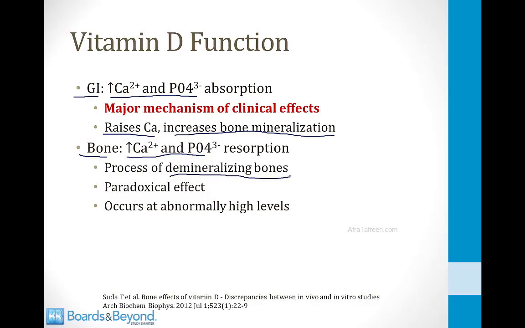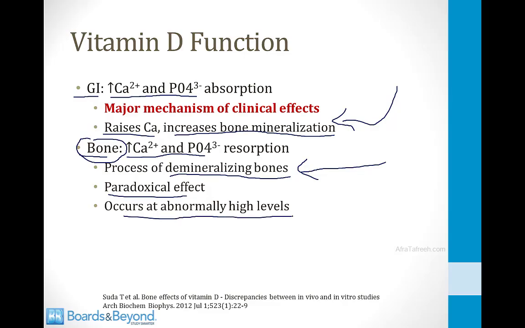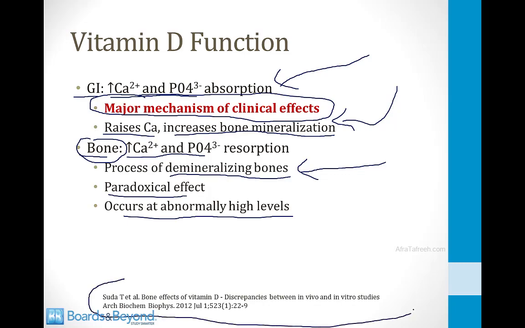to demineralization. And this can be a point of confusion for students. How can vitamin D be good for bones in one case but bad for bones in another? The thing you need to understand is that these effects on bones are a paradoxical effect, and they only occur at abnormally high levels. At normal physiologic levels, the major mechanism of vitamin D's effect is in the GI tract, not in the bones. And this is what you see at normal physiologic levels as the amount of active vitamin D goes up and down. There's a nice review article at the bottom of the screen here if you want to read more about this paradoxical effect of vitamin D on bones.